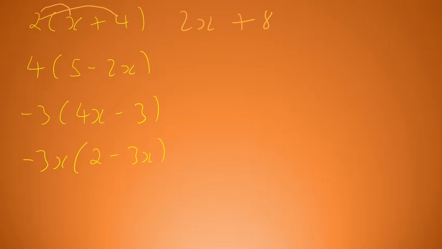If we go on to the next one, 4 lots of 5, which is 20, 4 lots of 2, which is 8, and don't forget it's 8x, but remember there's a negative sign there, so it's 20 take away minus 8x, sorry.